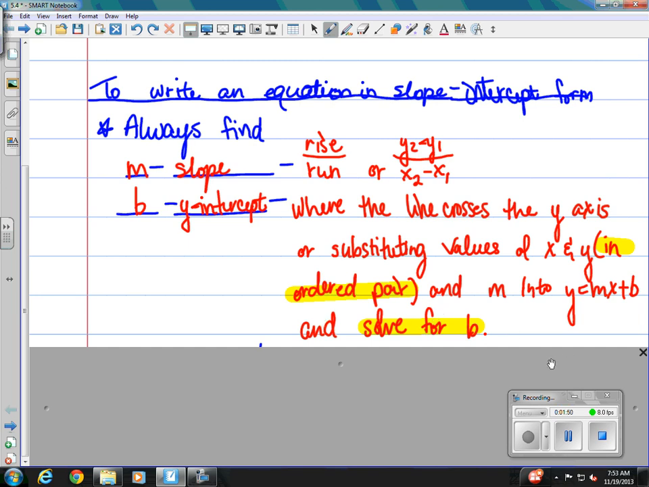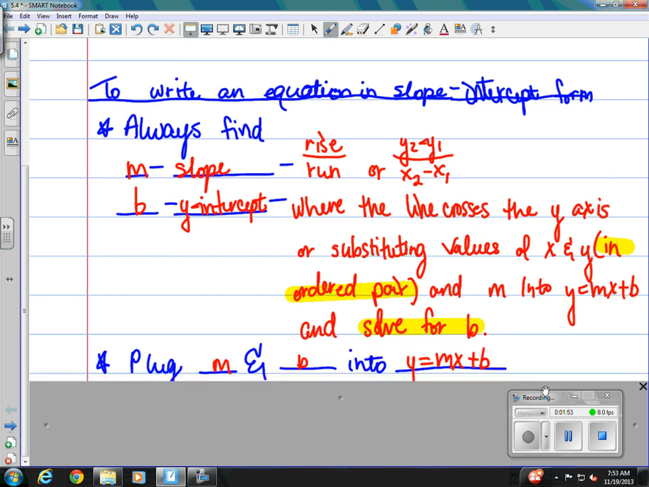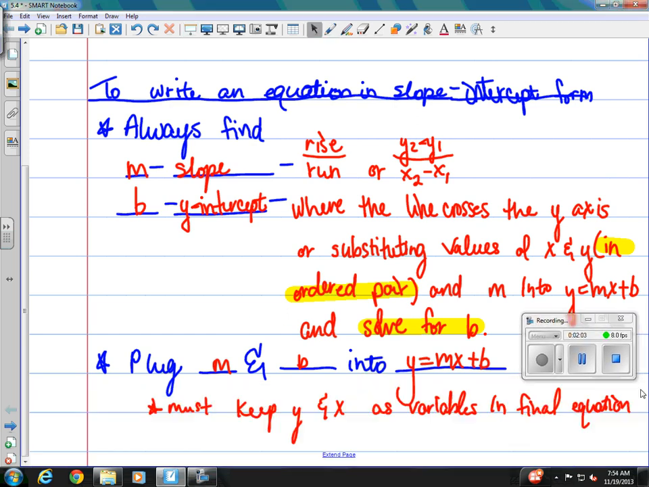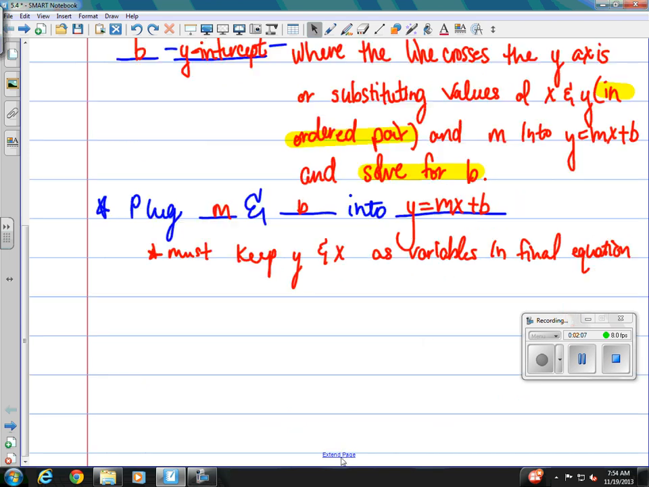Lastly, once we have our m and our b, we simply plug m and b into our y equals mx plus b. On our very final equation that we write in slope-intercept form, we must remember that we have to keep y and x as variables in the final equation. So right here, our y and x will stay variables for our final equation. That way it looks like slope-intercept form.